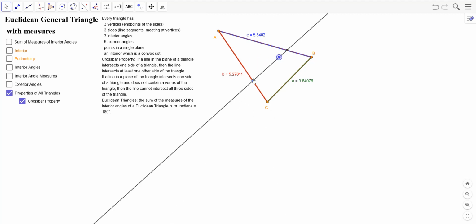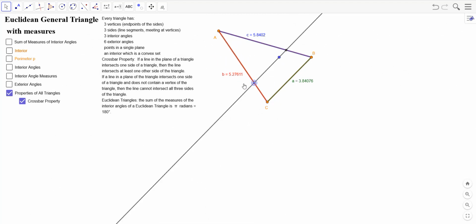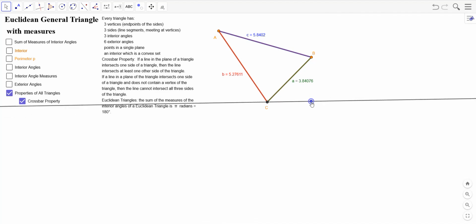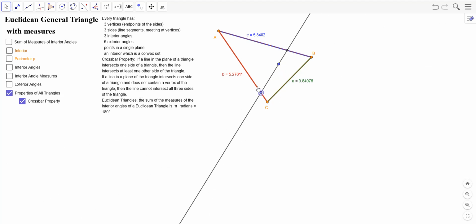So if we have a line there, if it goes through one side, it's got to go through more than one side. Even a line that did something like this is just going through one point of the triangle, but that point is on 2 sides. So that's an interesting property that it has.